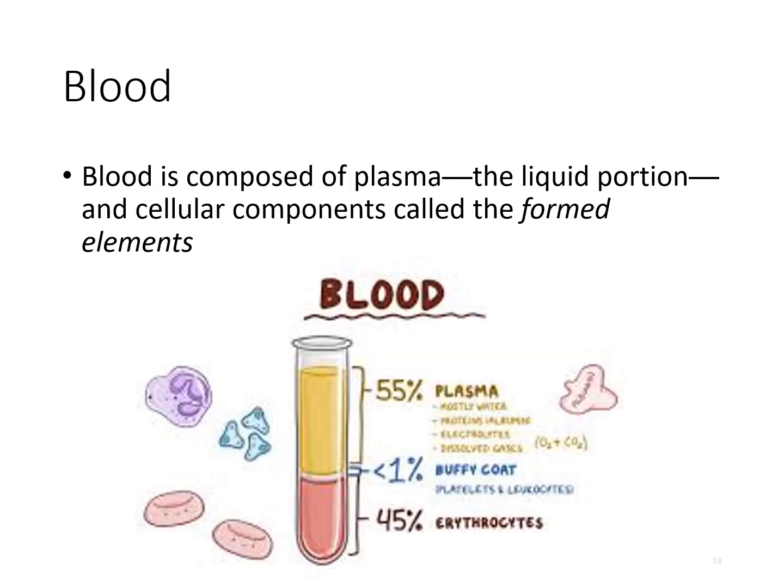All right, so blood. Blood is composed of plasma, which is the liquid portion, and cellular components called the formed elements. So you can see on the picture there, that top part, the 55%, is plasma. That is the liquid portion of your blood. That less than 1% there that you might not be able to see is called the buffy coat, and that is actually your platelets and your white blood cells. And then that red part, the 45% down below, is erythrocytes, or your red blood cells.